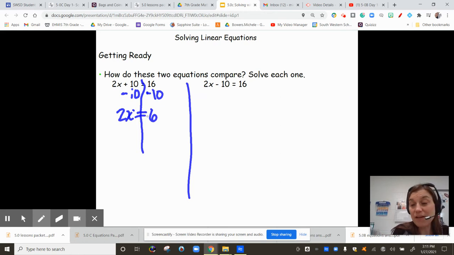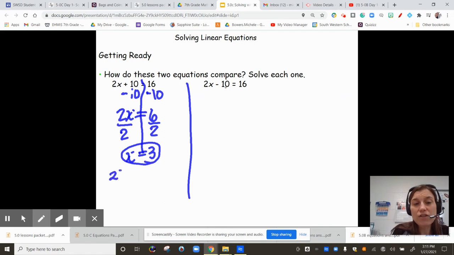My next step is always divide. So now I'm going to divide both sides by the coefficient of x. So I divide by 2 because there's two bags. So I divide by 2, divide by 2. That means x, 2 divided by 2 is 1. It's the invisible 1. x equals 6 divided by 2, which is 3. So x should equal 3.